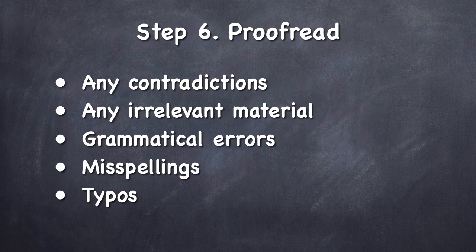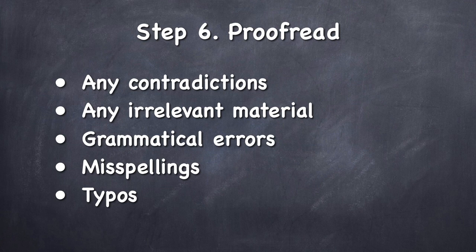And step 6, you proofread. Now you've got to proofread for any contradictions, making sure that you don't provide any examples of apples tasting nasty, for example. If you have a nasty tasting apple, well, that's going to contradict one of your points that apples are delicious. So don't include that. So don't include any contradictions.